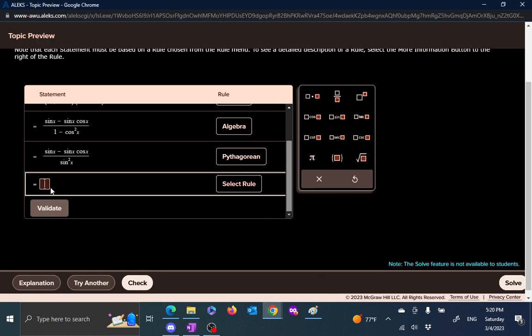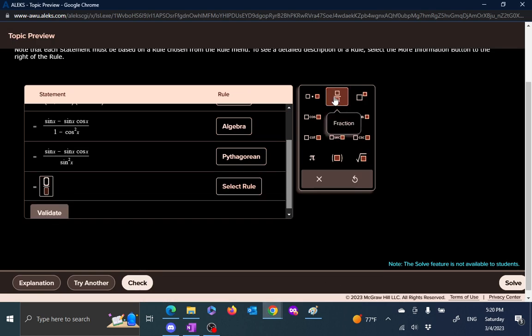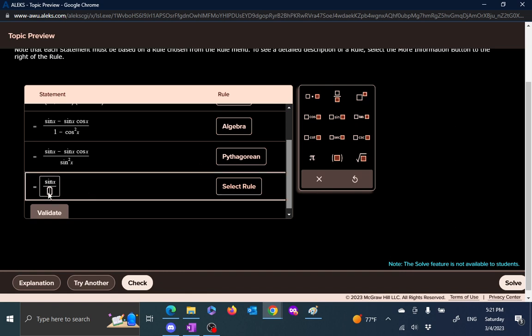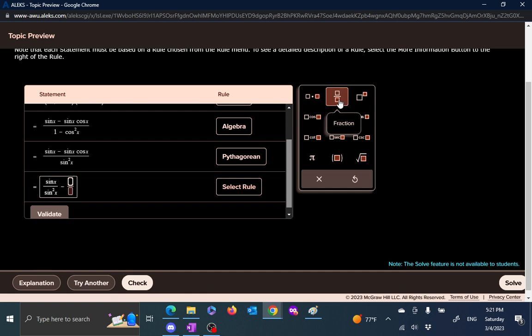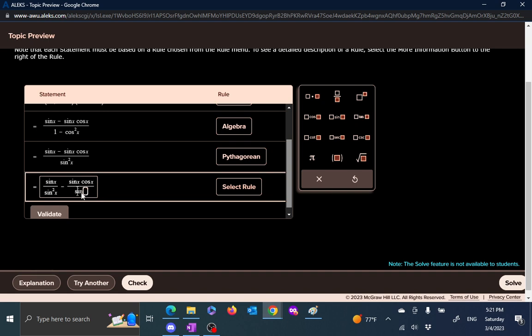So first I'll write a fraction. I'll have sine of x over sine square of x, and then I step forward, and then I have another fraction, sine of x cosine of x, and the denominator is sine square of x. What did we do? Just did algebra.